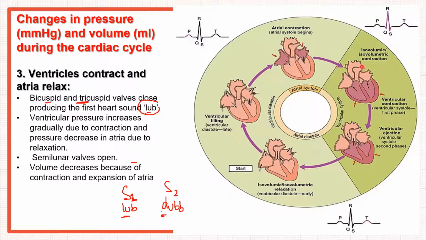At the same time, the atria are relaxing and the semilunar valves open, and then the blood is sent into these arteries. After that, what will happen? The pressure inside the ventricle would decrease because the blood is pushed into the arteries. So this is what happens, the changes in pressure in millimeters of mercury and volume in milliliters during the cardiac cycle.